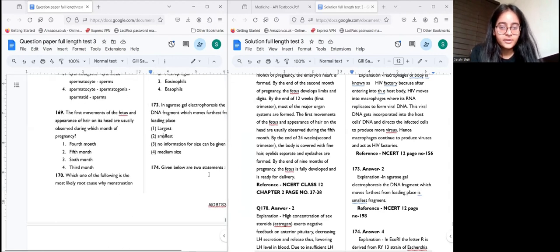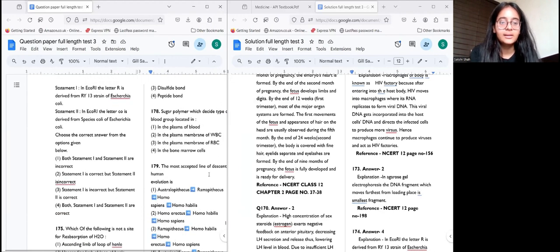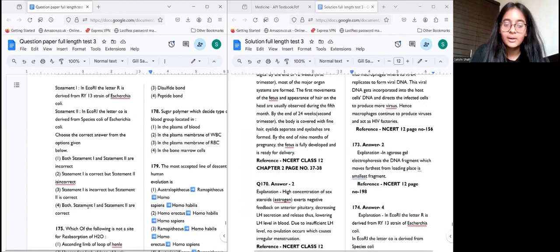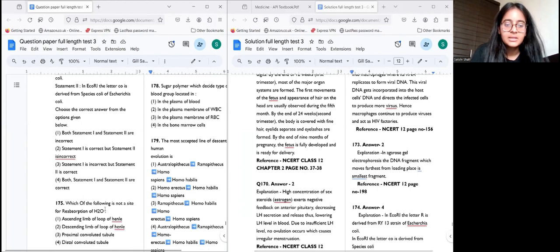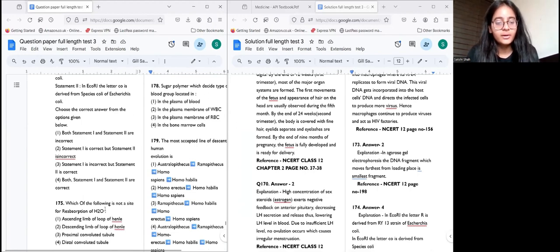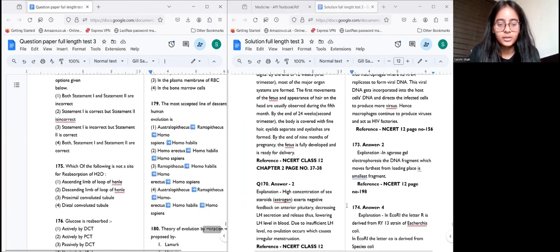For 174, given below are two statements. Statement 1, in EcoRI, the letter R is derived from RY13 strain of Escherichia coli. Yes, the statement is correct. In EcoRI, the letters Co are derived from species coli of Escherichia coli. Yes, this statement is also correct. So the answer for 174, let's see what's given. Statements 1 and 2 are correct. Correct.